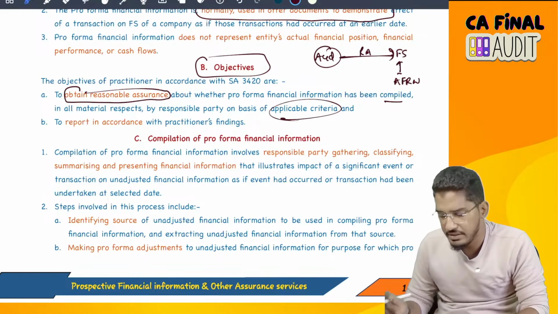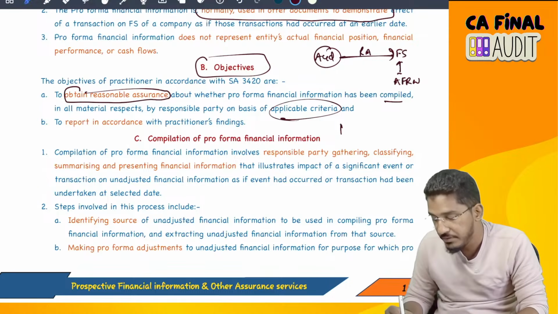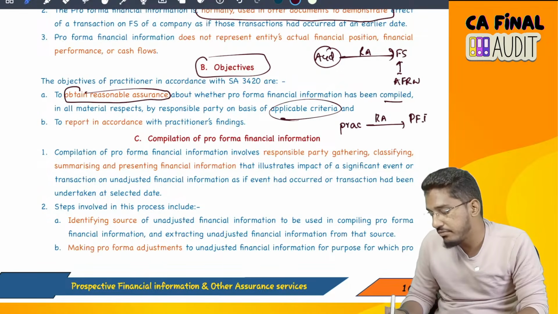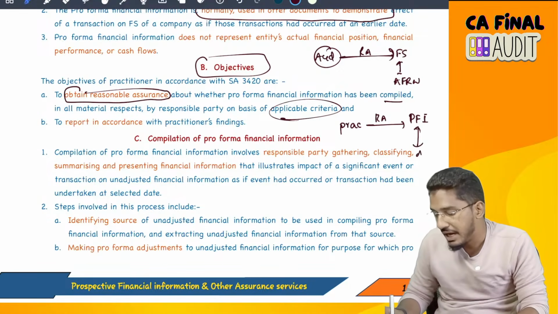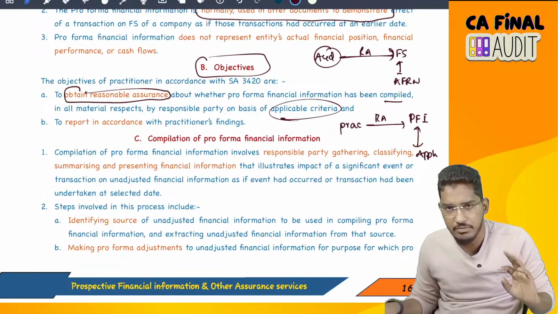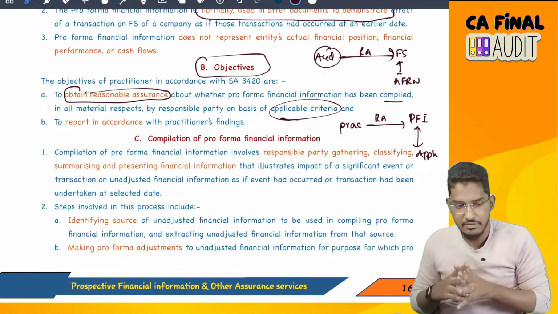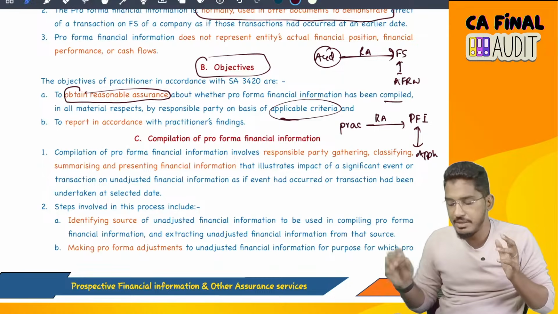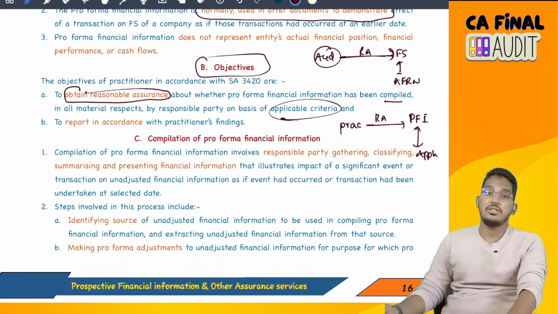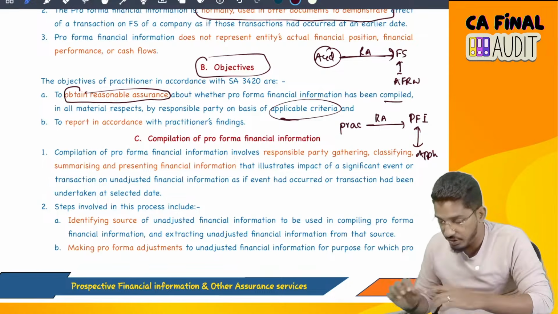Now what they say here is, they just replace the phrases. In the case of this engagement, the practitioner should obtain reasonable assurance whether pro forma financial information has been prepared as per applicable criteria. That's all. Everything will remain the same. Whatever we read in the audit, they try to repeat it here, just replacing the terminology. In audit, they say the auditor needs to obtain reasonable assurance whether financial statements are prepared as per applicable financial reporting framework.